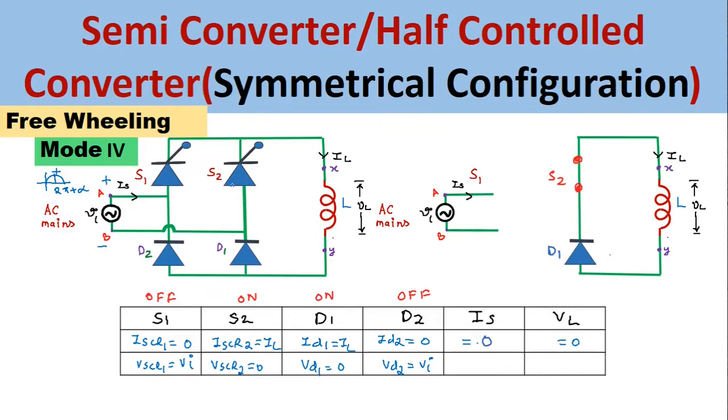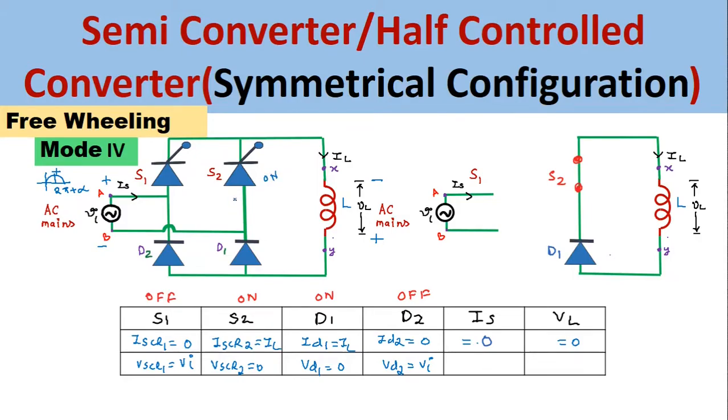What is the condition of the SCRs? This SCR2 is in the on condition in mode number 3, but it will continue to conduct because of the energy stored by the load. It induces a self-induced EMF, and the direction of this self-induced EMF will be like this: negative on the X point, positive on the Y point. So due to this, SCR S2 will continue to conduct. That means it will be in the on condition.